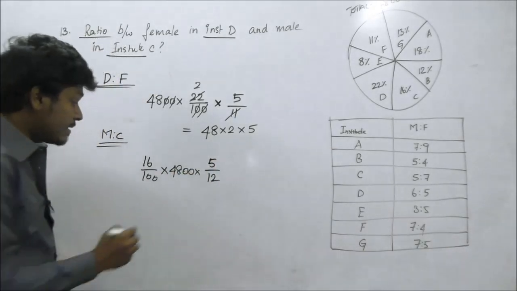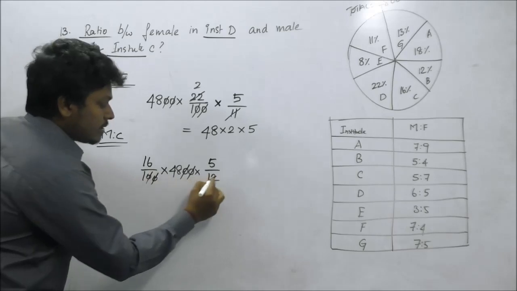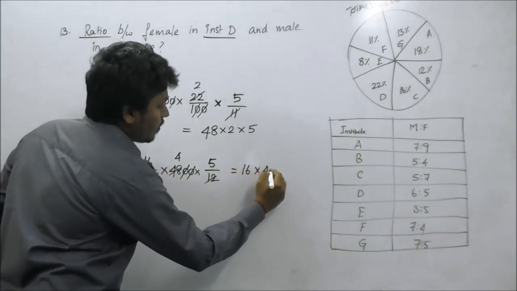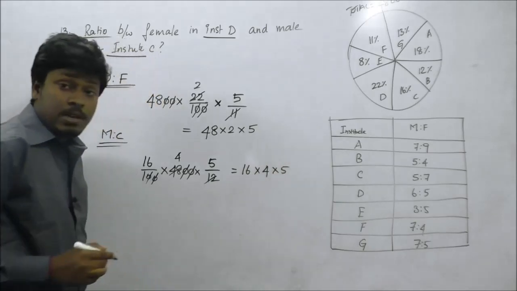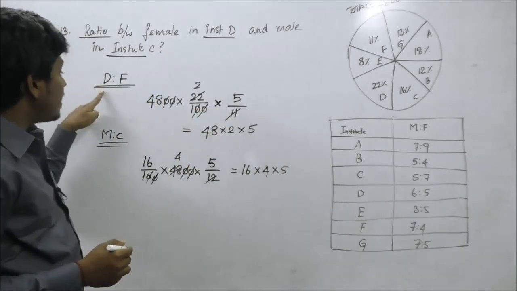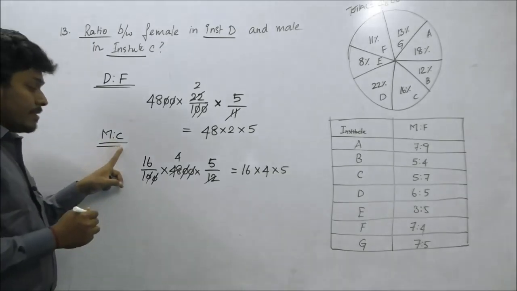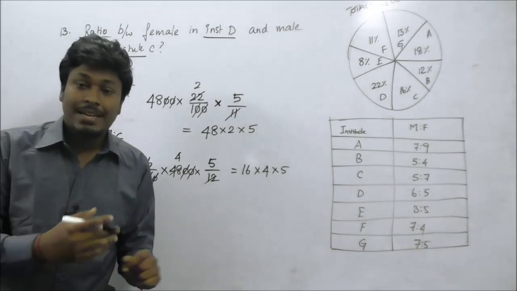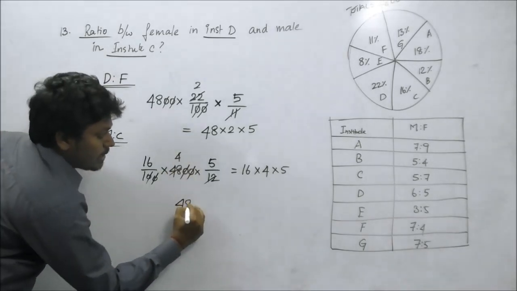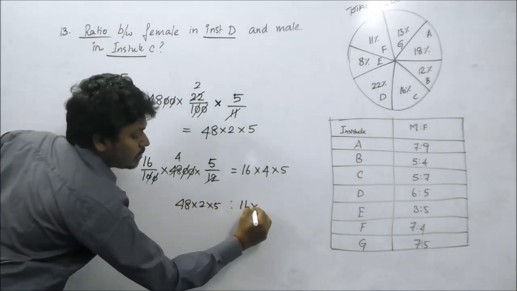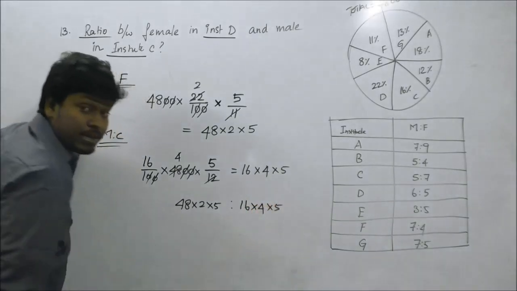I am just going to cancel it. The zeros get cancelled. 12 into 4 is 12, 4 is 40. We got 16 into 4 into 5. Understood? We have got the number 48 into 2 into 5 for D females, and for males in institute C it is 16 into 4 into 5. We need to calculate the ratio. See here, 48 into 2 into 5, keep this number as it is, to 16 into 4 into 5. Understood friends?